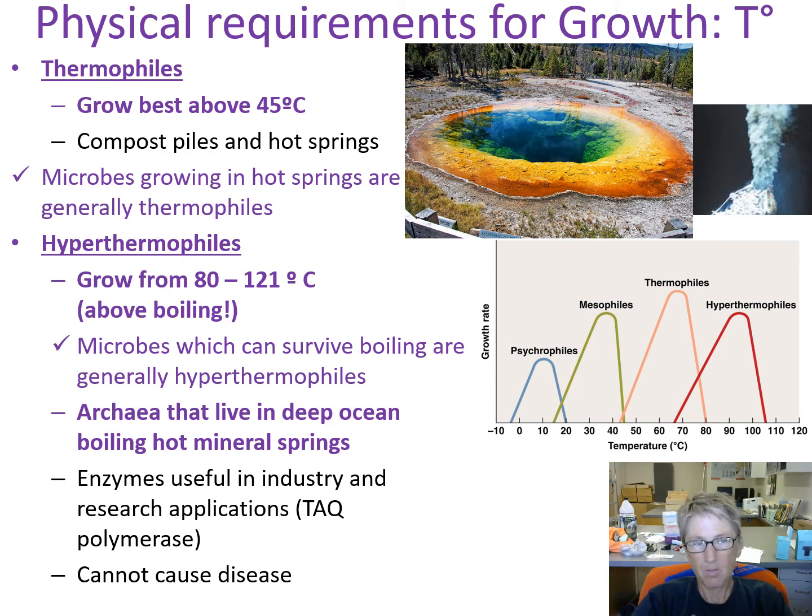Okay, next guys, the thermophiles here. They grow best above 45 degrees C. You can find them in compost piles and hot springs. If you are a microbe and you are growing in a hot spring, you are generally a thermophile. But if you can grow from minus 80 to 121 degrees C, so above boiling, then you are a hyperthermophile. So you're over here. Microbes that can survive boiling are generally called hyperthermophiles.